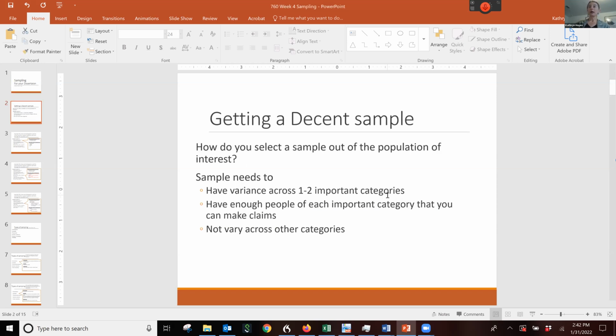Okay. So, getting a decent sample has to do with thinking about variance, which I know you thought about during your quantitative class, but you also need to think about in terms of qualitative as well. You usually want to compare maybe one or maybe two important categories. Sometimes you don't, sometimes in an interview study you don't. But in many cases, there's a couple of categories and you want to make sure you have enough people of each category so that you can have something to say about that. And then this is the piece people don't think about. You don't want there to be too much variance across other categories or aspects of these people. And don't worry, I'll give you lots of examples.